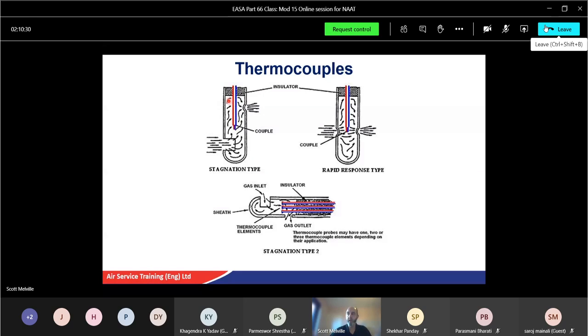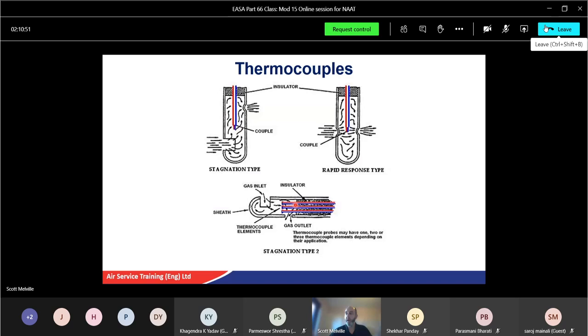Again, your two dissimilar metals, some sort of insulator, and you don't want to give spurious readings for both of them. So they both have the sensors in there, but it's how the gas goes in and how the gas goes out that determines the type of thermocouple. So stagnation, the holes are staggered, and rapid response, the holes are in line at front and back. That's the main difference between the two.